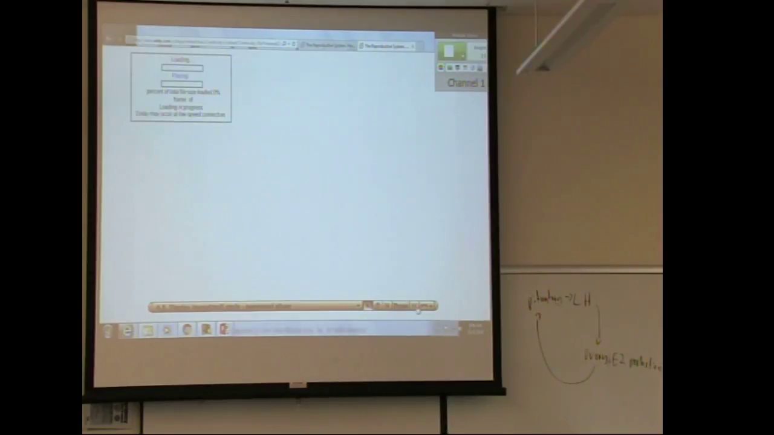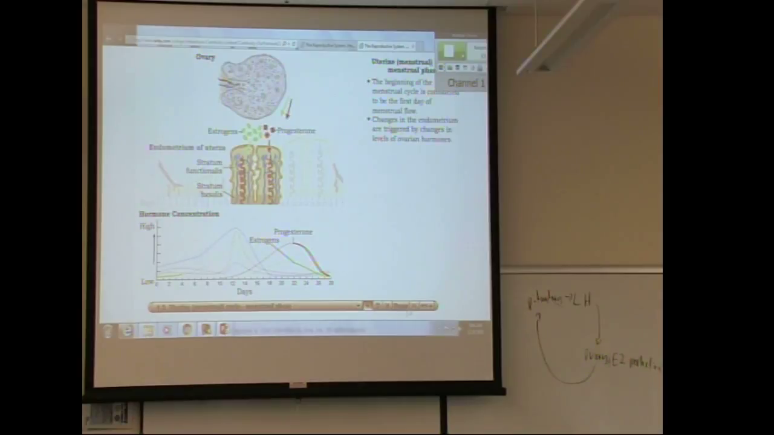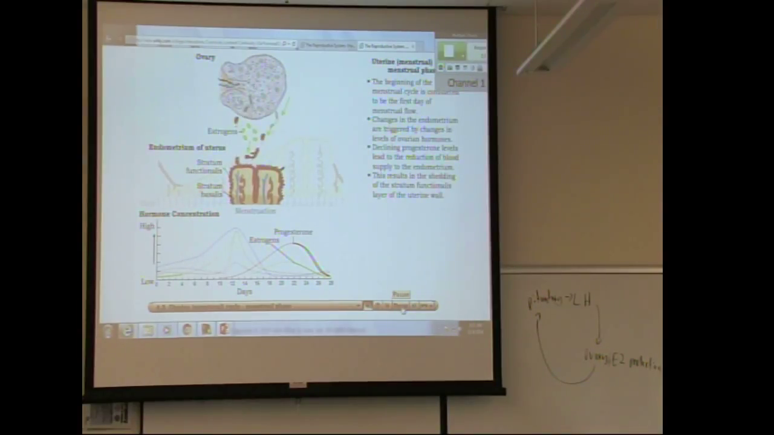Right, so let's see these phases. By convention, the beginning of the menstrual cycle is considered to be the first day of the menstrual flow. Changes in the endometrium are triggered by changes in levels of ovarian hormones. Falling levels of progesterone cause the spiral arterioles within the uterine endometrial lining to constrict. As a result, the cells of the stratum functionalis die and slough off.